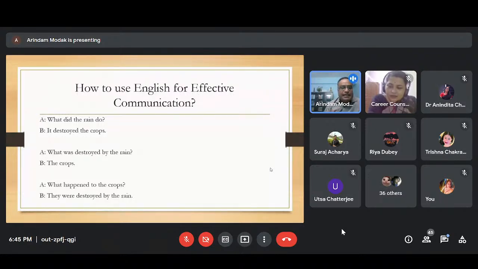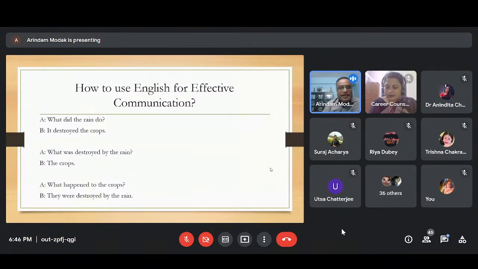So we have to think in this way. We have to learn the skills of language learning: listening, speaking, reading and writing. Then we have to learn how to select appropriate words and how to frame appropriate sentences. Then we have to learn how to use our language for effective communication.